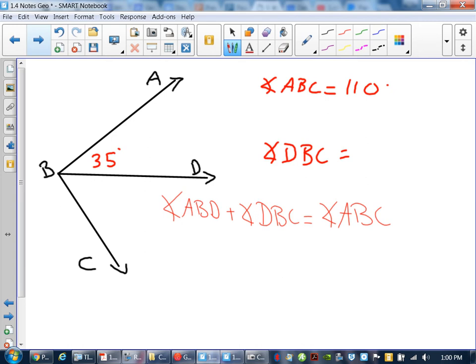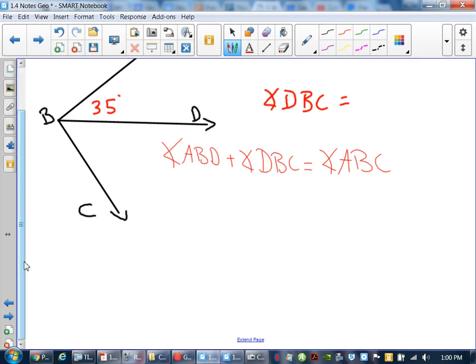Okay. What does angle ADB equal? 35. Do I know what DBC is? No, not yet. So I know that I have 35 plus something, and it has to equal 110. What's the missing angle? 75. 75, exactly. So you could subtract. All I was trying to do is get you to just write it out.